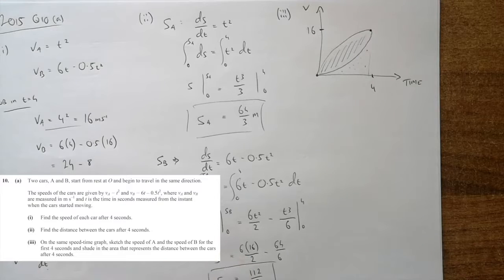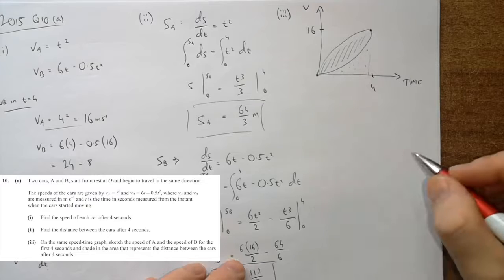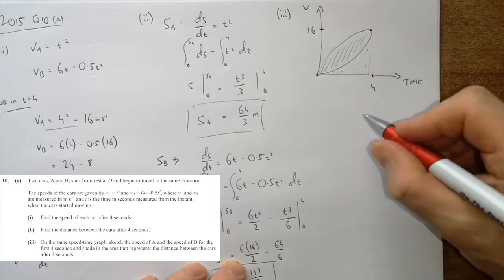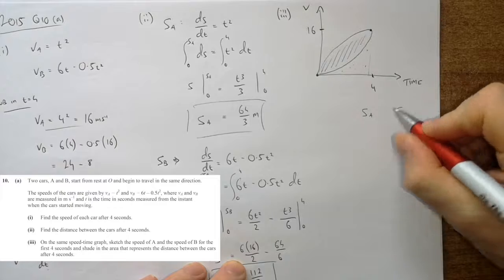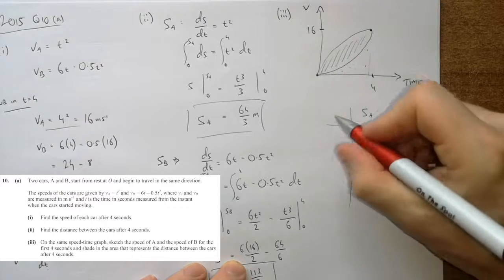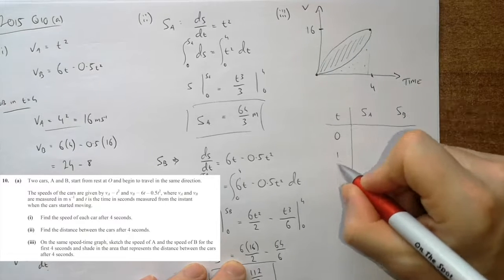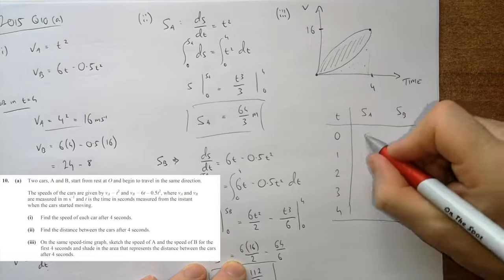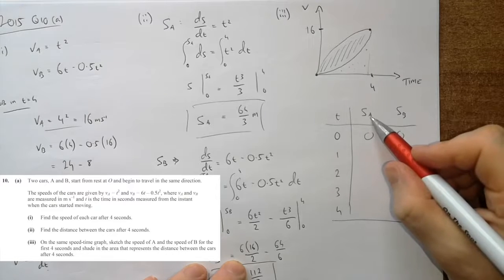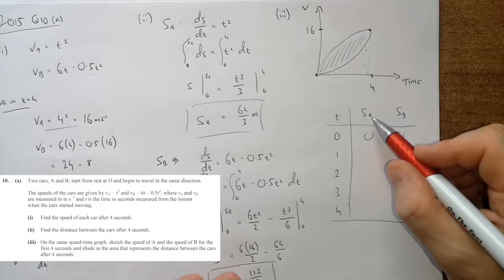Now, what if you didn't see that? And I wouldn't be freaking out if you didn't see that. In this case, we're going to do it by brute force, and it's not all that hard actually. Because what we're going to say is SA, SB, make a little table here, and this is time 0, 1, 2, 3, and 4. It's 0 at the beginning. Again, we're just going to stick some numbers in here really nice and quickly.